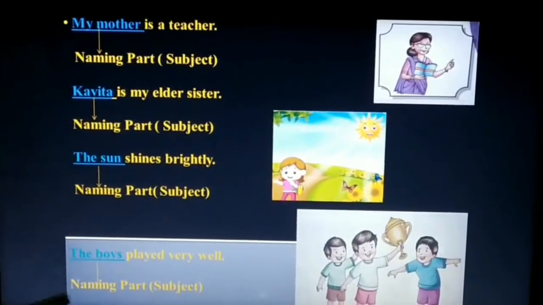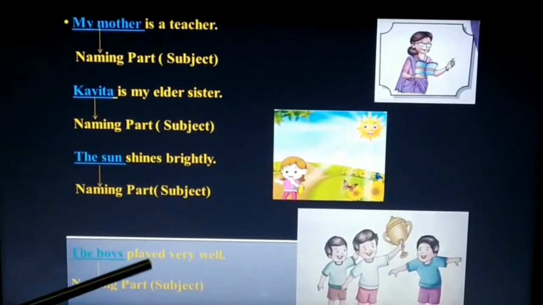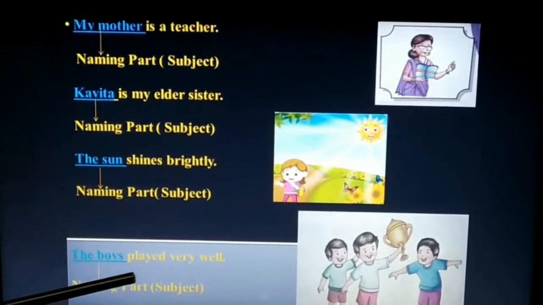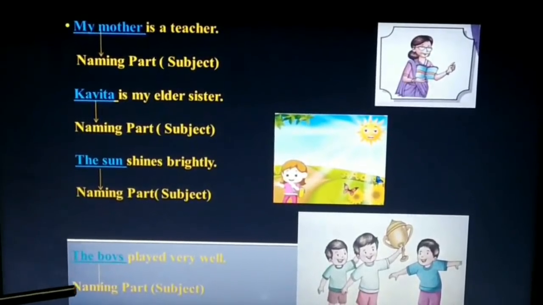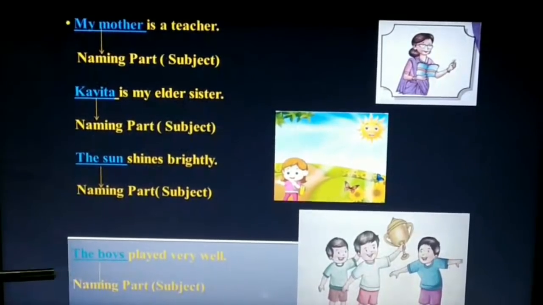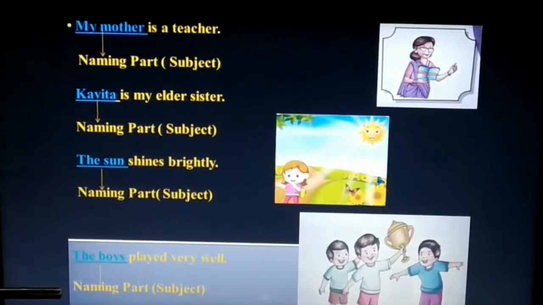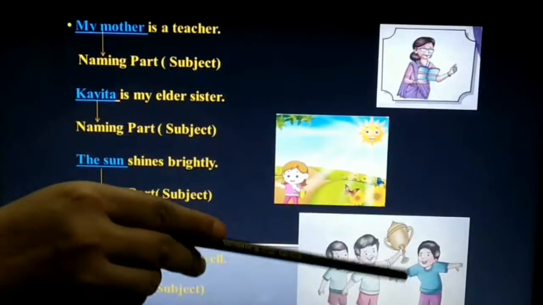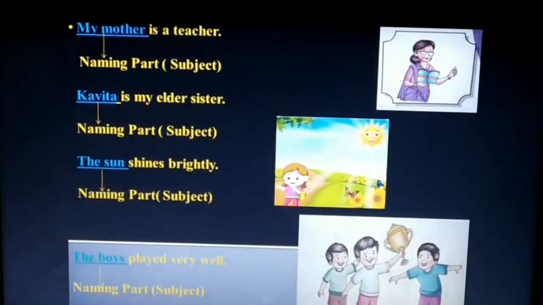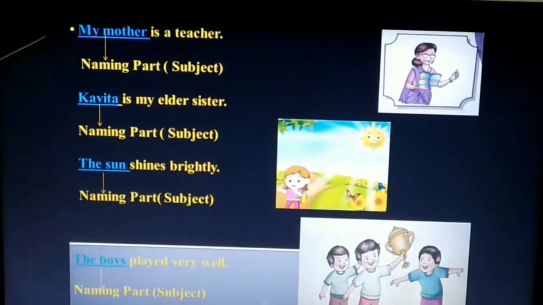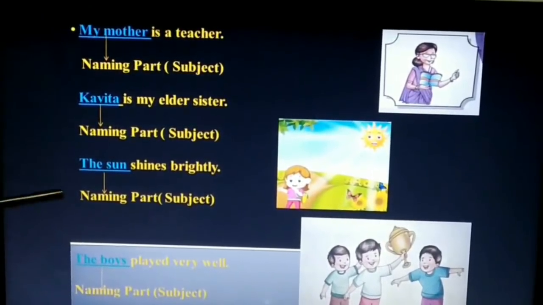Now, see the last example. The boys played very well. The boys is a naming part. In bracket, subject is given. Can you see the picture of the boys? Yes. So, these all are examples of subject.